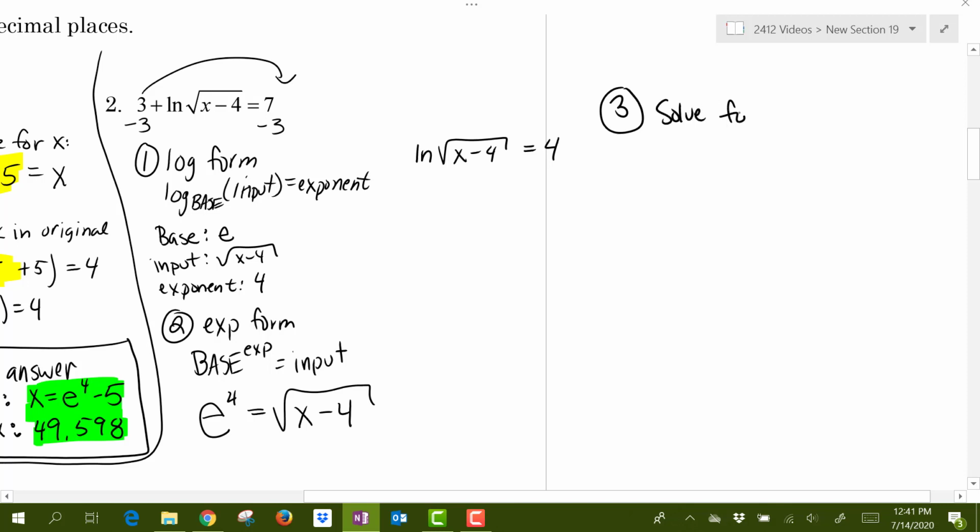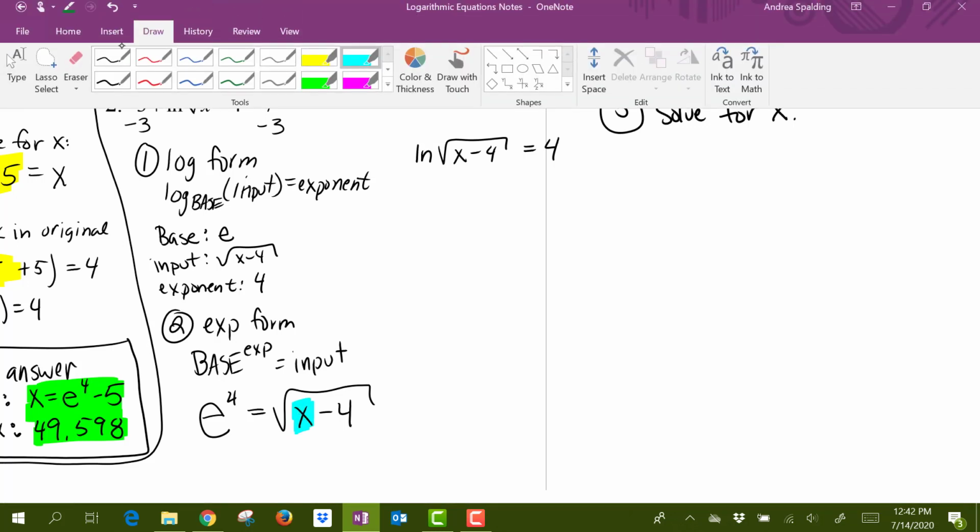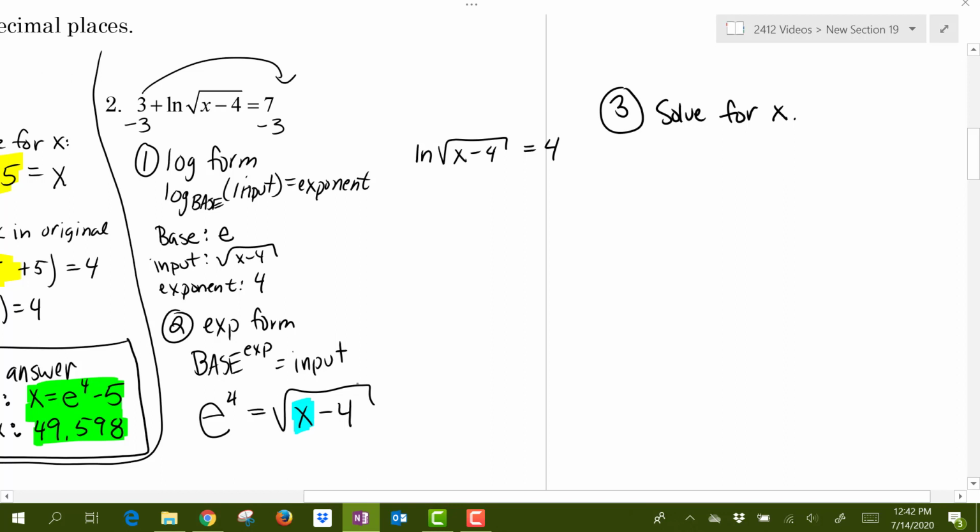Once it's in exponential form, then we're going to solve for x. So we want to get x by itself on one side. So let's look here. We want to get this alone on one side. We have a couple of things we need to do then. We need to get rid of the square root, and we also need to get rid of that minus 4. Okay, so I'm just going to copy our equation over here so we can look at solving for x.